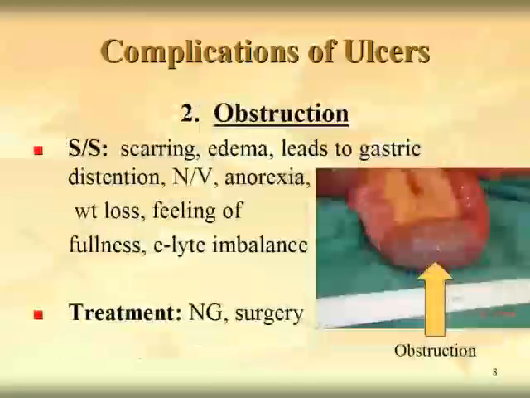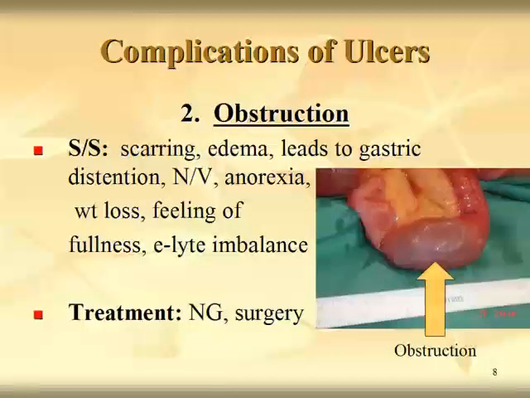Another complication of ulcers is obstruction. The patient can actually develop scarring and edema, which can lead to gastric distension, nausea, vomiting, and anorexia, and the patient feels full all the time and has electrolyte imbalances. So there's a picture to the right there of a patient that has had an obstruction within the stomach. So obviously this is going to be treated with surgical management usually, and the patient will have an NGT.